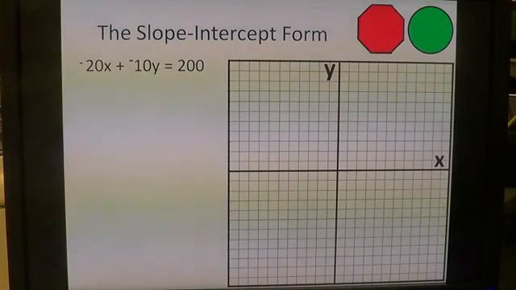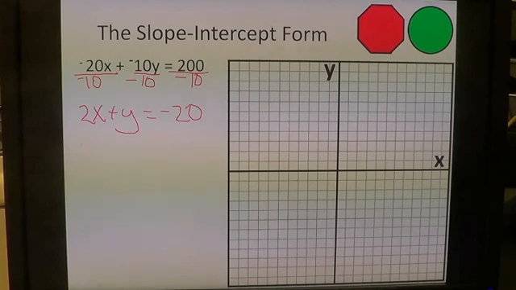Okay, I am going to divide everything through by negative 10, because negative 10 is the coefficient of my y, and I want it to be a positive 1. And so I'm going to divide everything out. Negative 20 over negative 10 becomes just a positive 2x. And negative 10 divided by negative 10 means that just becomes a positive y. And I get 200 divided by 10, that's just 20, and there's a negative sign there, so the whole thing's negative 20.